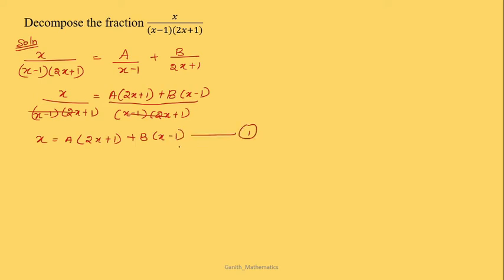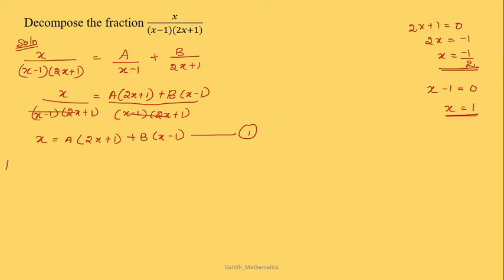Now I am going to find the numbers which can give a and b. I want to make 2x plus 1 equal to 0. So if 2x plus 1 is equal to 0, what will be my x? 2x is equal to minus 1, so x is equal to minus 1 by 2. If I substitute this, I can easily find b. Similarly, x minus 1 is another factor. If I want to make this 0, my x will be 1. So what are the two numbers I have to substitute? x is equal to minus 1 by 2 and x is equal to 1.